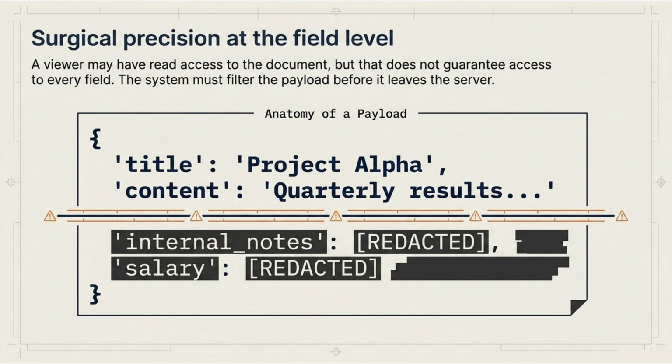Serializers and GraphQL resolvers are common leak points. Apply field policy where responses are built, not only where routes are declared.